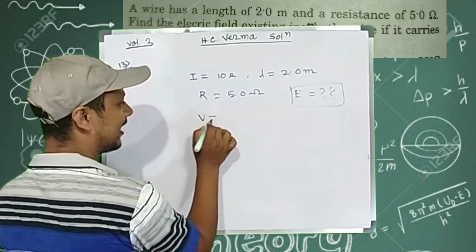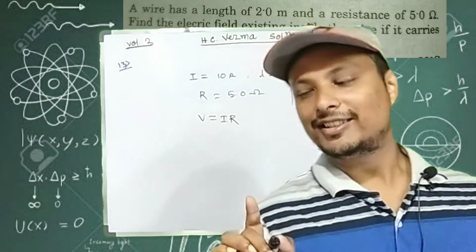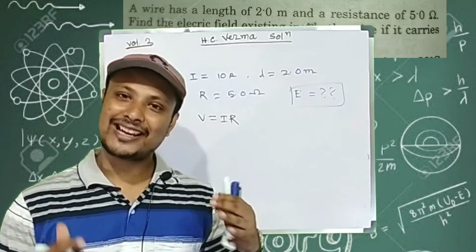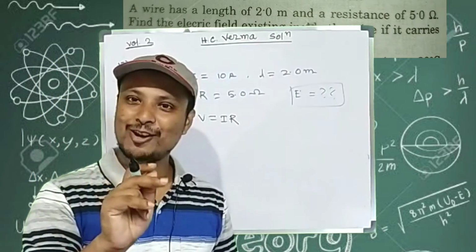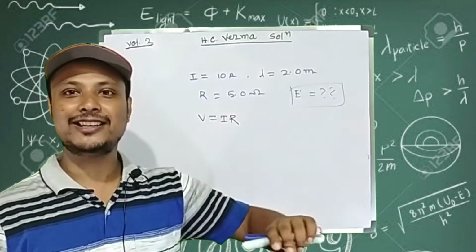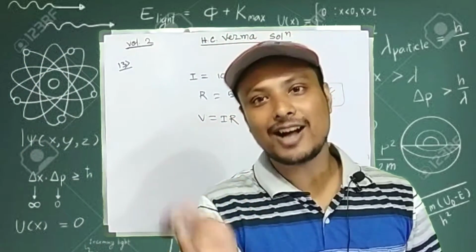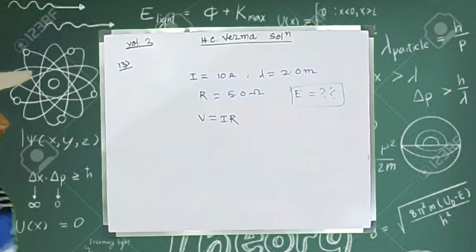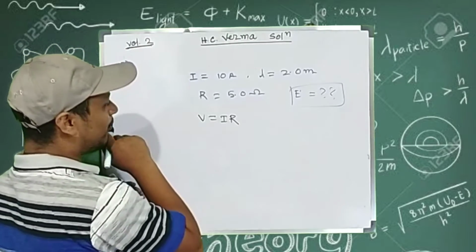You know the relation of Ohm's law, the traditional relation, that is V equals IR. In the last problem, you had to find the electric field from Ohm's law in vector form, and again you have to find the electric field in this question. You have to remember the famous Ohm's law, in the traditional form, V equals IR.